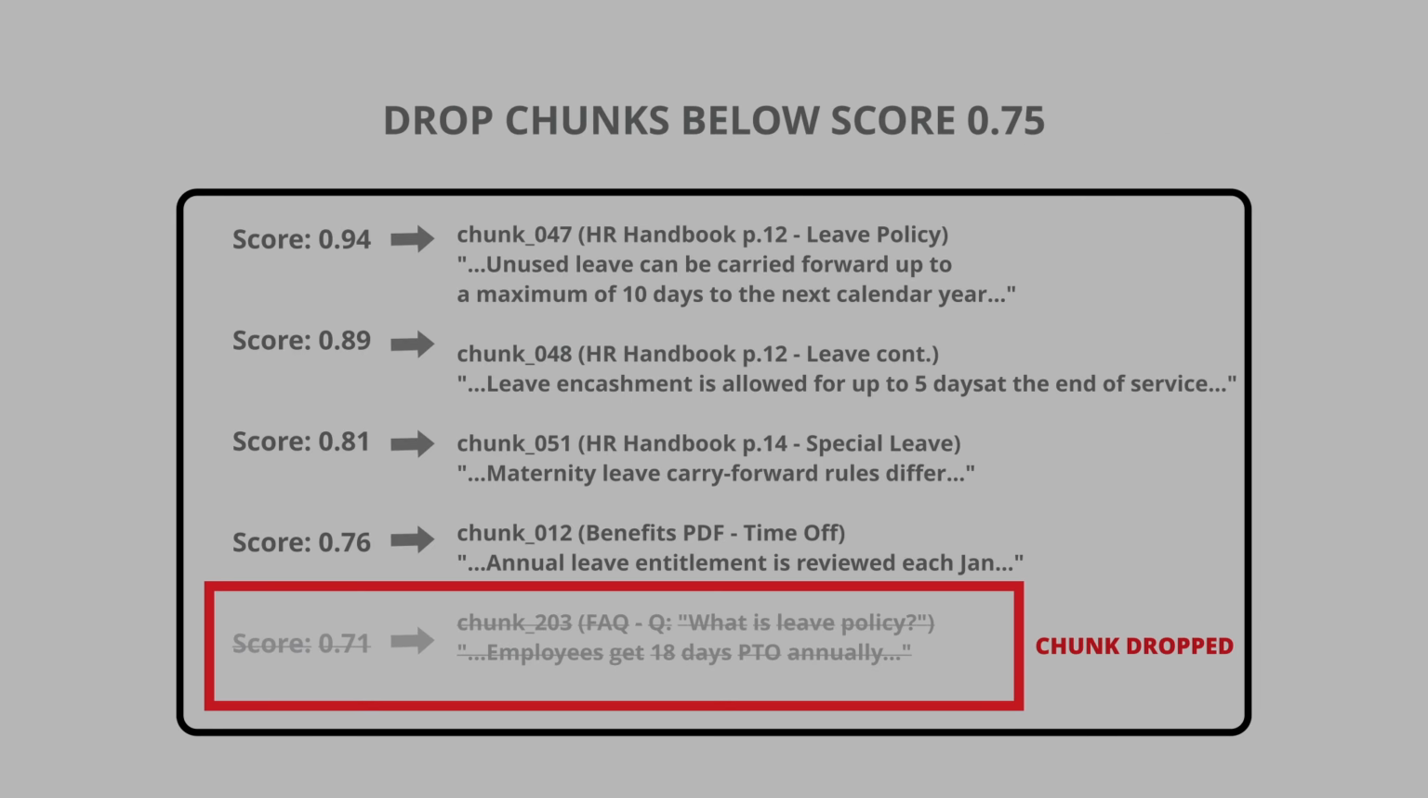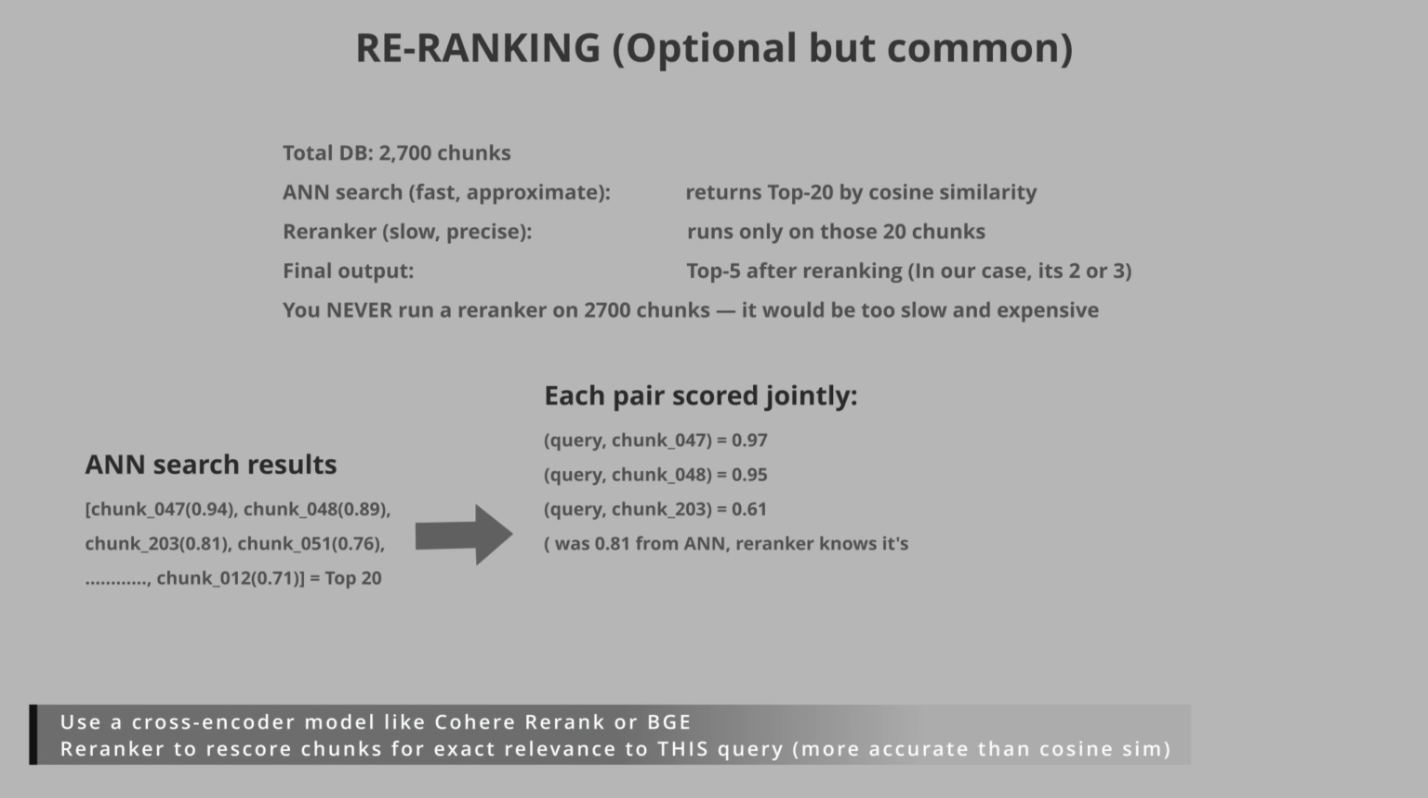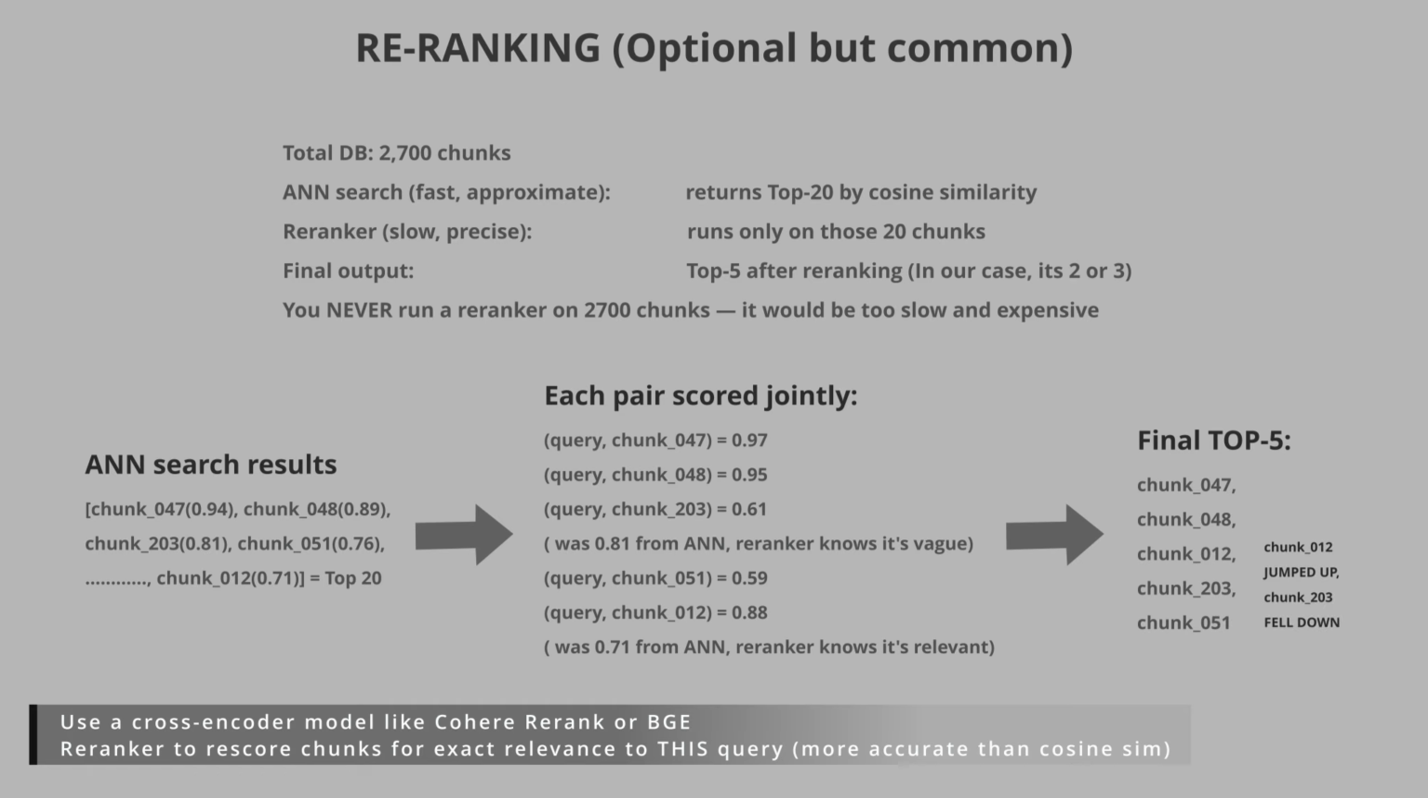But still not all chunks are perfect. So the system applies another step called re-ranking. This uses special cross-encoder re-ranking models. These models deeply analyze semantic relevance and reorder the chunks more accurately, rather than relying on geometric calculations like cosine similarity.